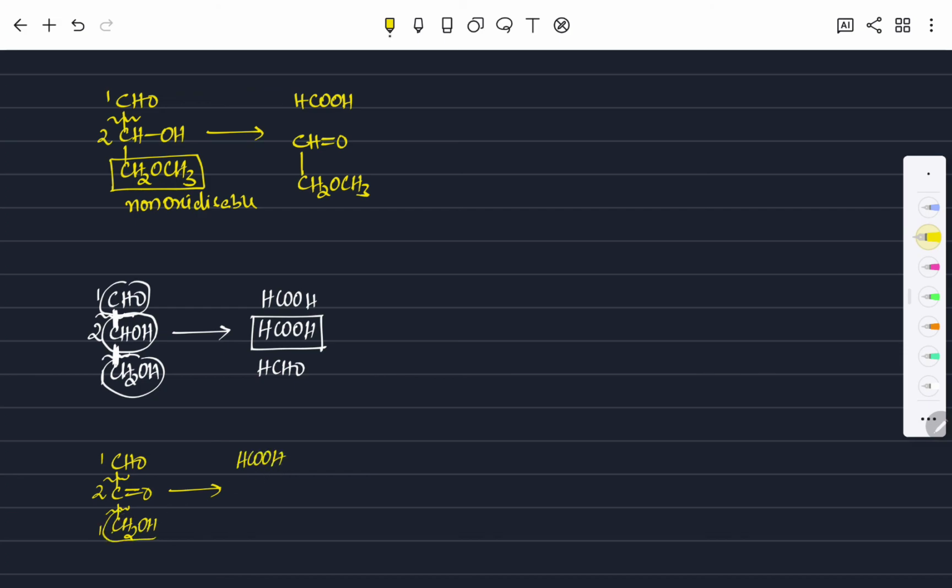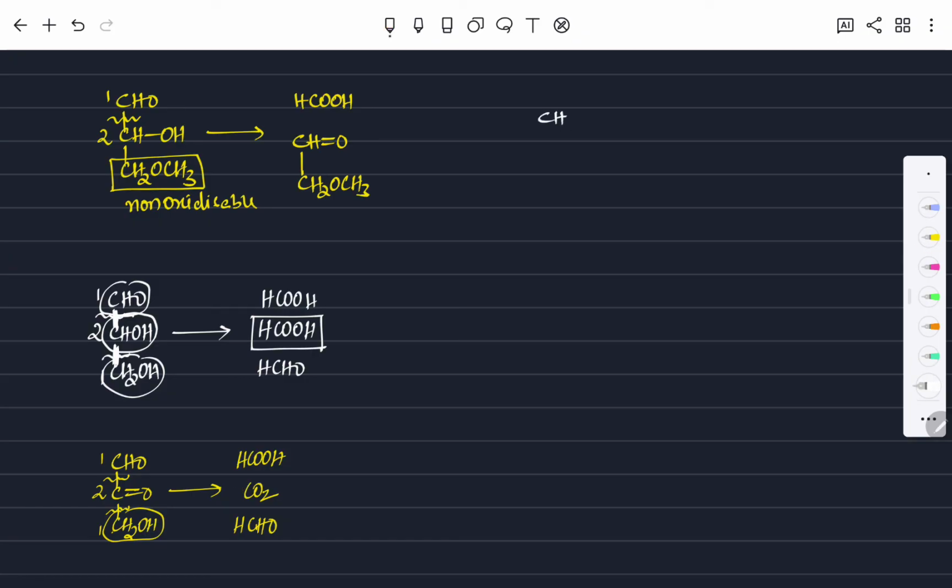Again the last carbon also undergoes oxidation and converts into formaldehyde, and the middle carbon undergoes oxidation 2 times. It is already in the ketone state. So if it undergoes first oxidation, acid type; second oxidation, CO2.